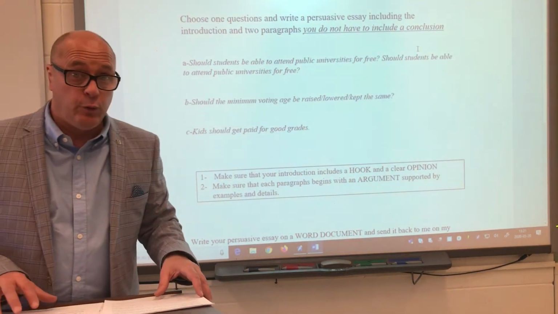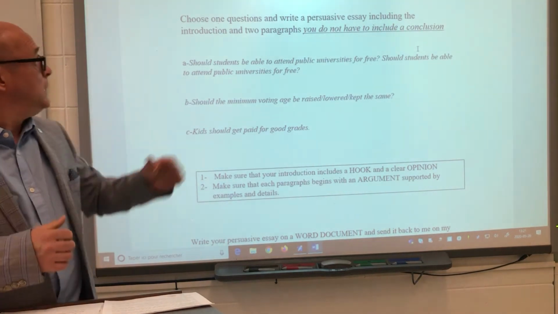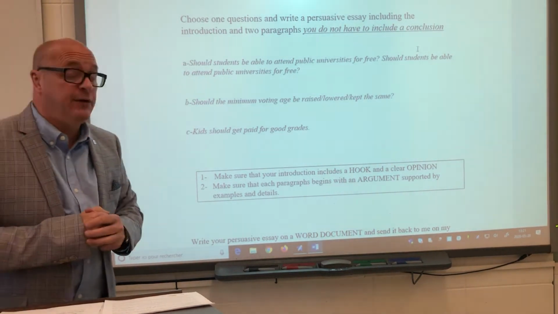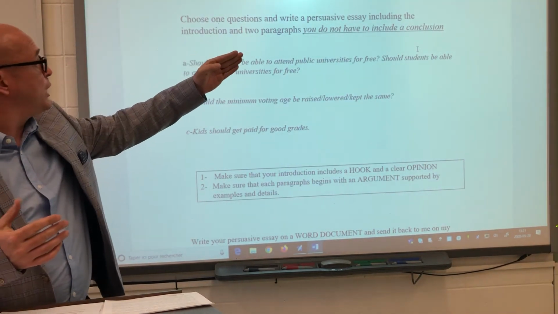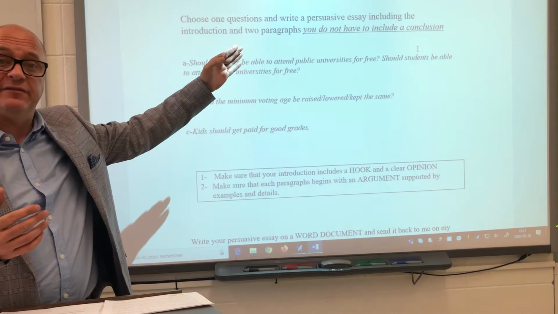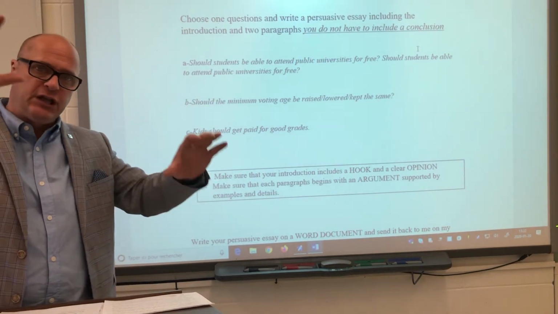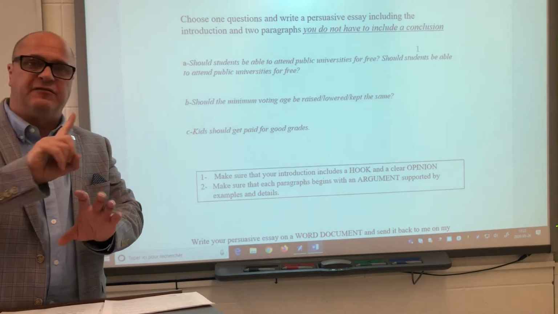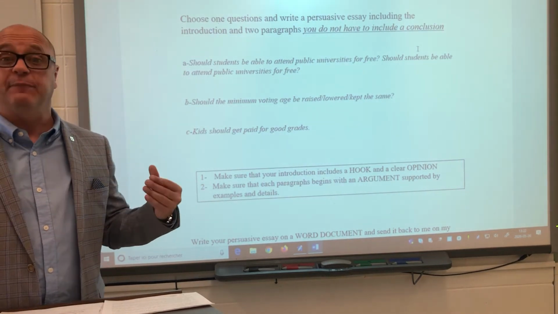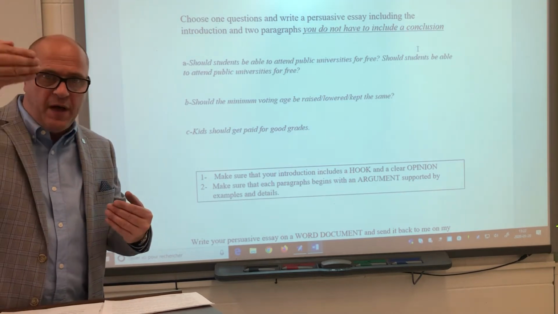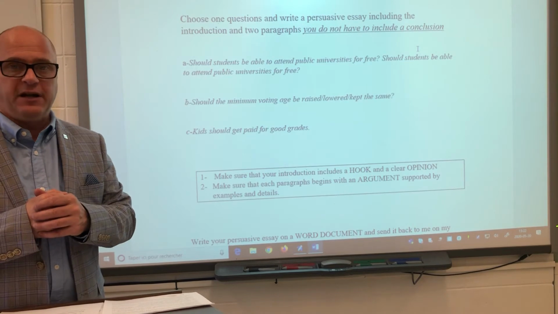Then what you need to do, you're going to have to write a persuasive essay. Choose one question and write a persuasive essay, including an introduction and 2 paragraphs. So that's 3 paragraphs together. There's 1 introduction and 2 paragraphs. There's no conclusion. So if there are 2 paragraphs, that means there are 2 arguments. 1 in the first paragraph and 1 in the second body paragraph.